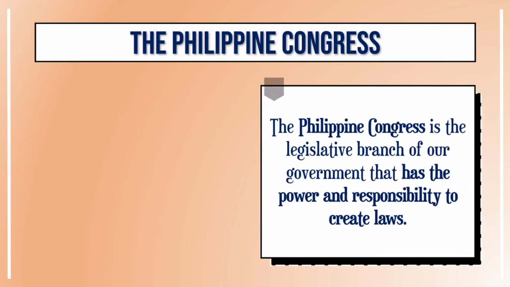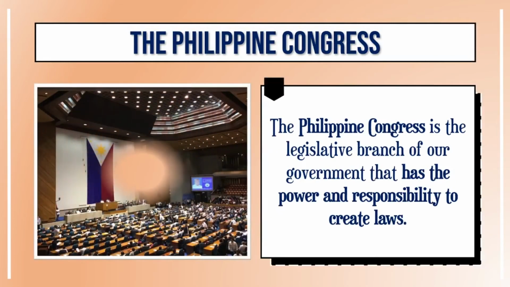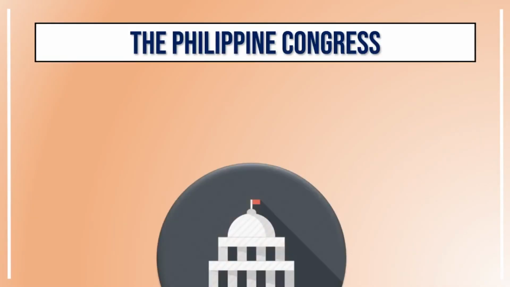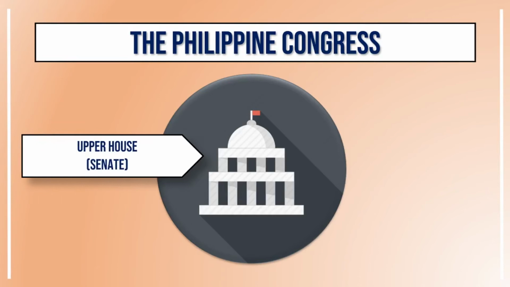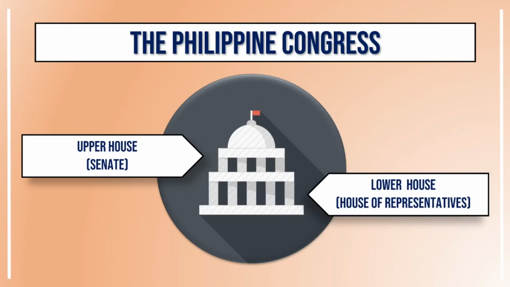The Philippine Congress is the legislative branch of our government that has the power and responsibility to create laws. It is a bicameral body, composed of two houses or two chambers, which are the upper house or the Senate, and the lower house or the House of Representatives. Both houses have specific responsibilities, and the members are chosen based on criteria defined by Article 6 of the 1987 Philippine Constitution.